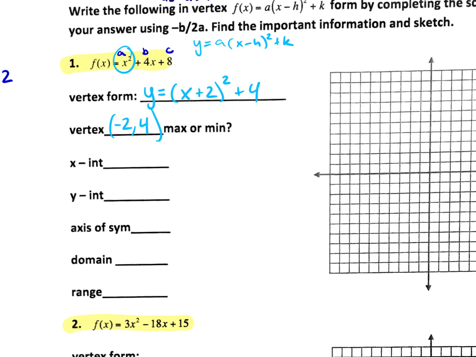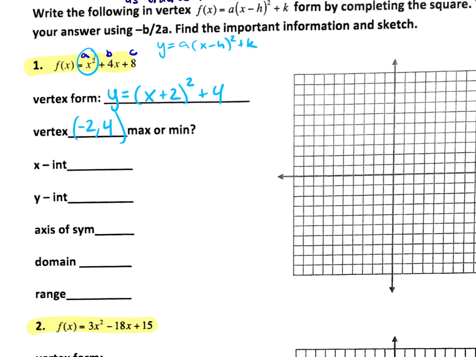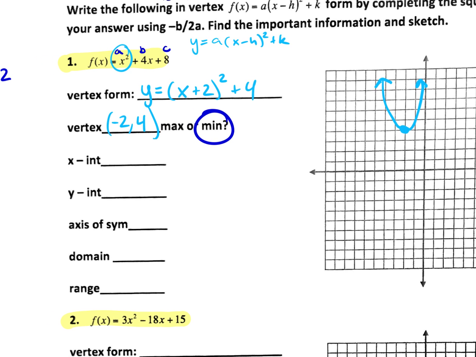Does our graph here open up or open down? It opens up. So we would put our vertex at -2, 4, and we know that our graph opens up. So is our vertex at the maximum or the minimum? Vertex would be at the minimum. Our minimum value is always the y from the vertex, so our minimum would be 4. It doesn't ask for it, but minimum would be 4.